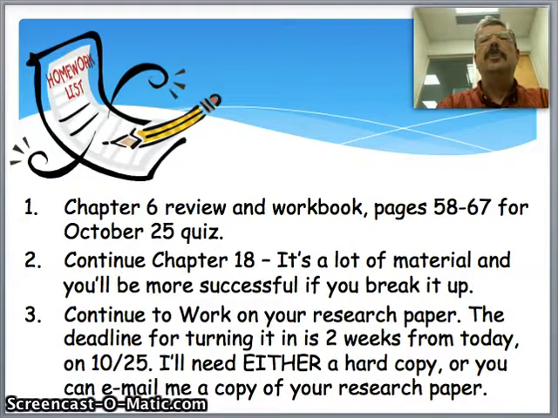Chapter 6 review and workbook should be done for next week. For the October 25th quiz, you should continue reading Chapter 18. It is a lot of material, and you'll be more successful if you break it up. And you should continue working on your research paper. Deadline is 2 weeks from today on 10/25. I'll need either a hard copy or you can email me a copy of your research paper.